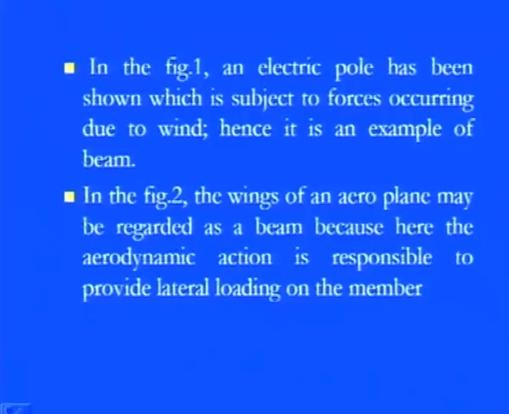Now in figure 1, an electric pole has been shown, on the top of which forces are coming due to the wind. These drag forces are exactly perpendicular to this pole. As I showed in this diagram, when the forces come perpendicular to the plane of this particular subject, we always term the pole, or any such member, a beam.